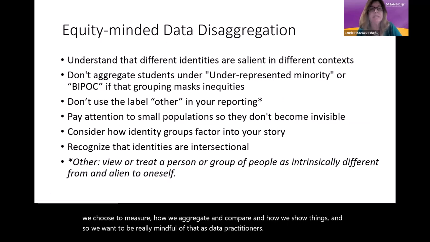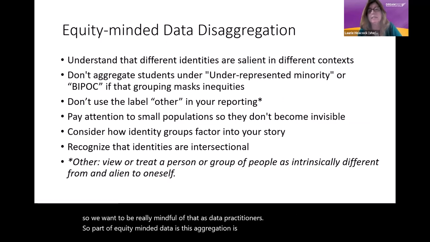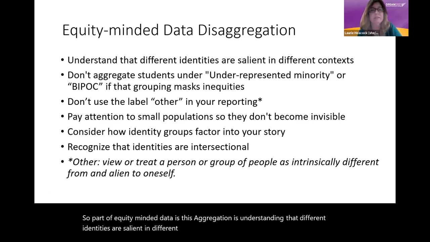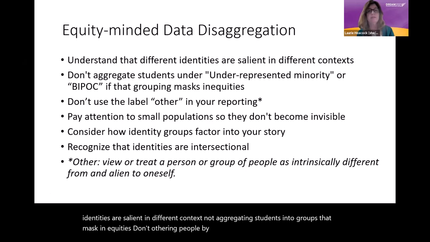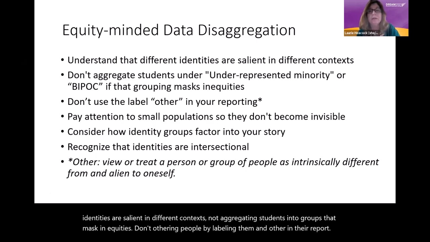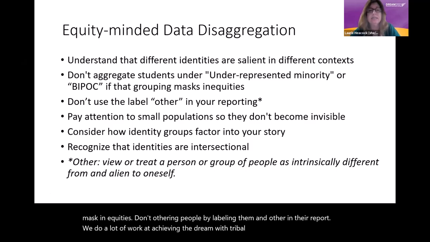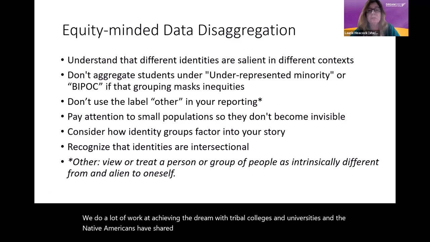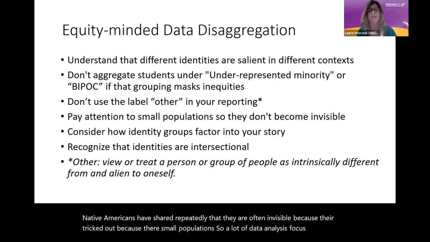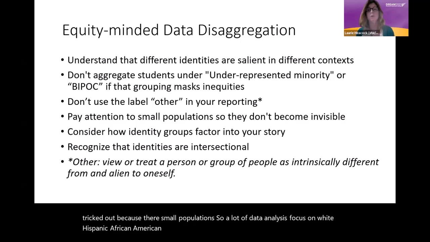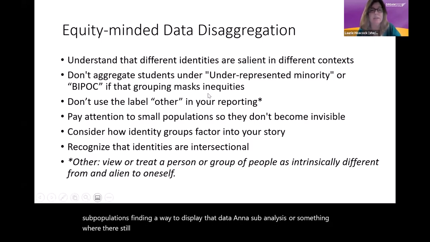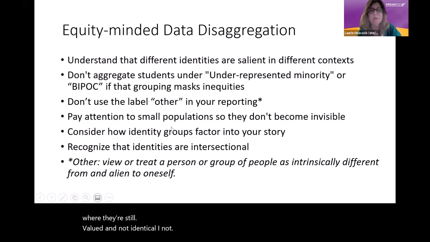Part of equity-minded data disaggregation is understanding that different identities are salient in different contexts, not aggregating students into groups that mask inequities, and not othering people by labeling them in the report. We do a lot of work at Achieving the Dream with tribal colleges and universities, and Native Americans have shared repeatedly that they're often invisible because they're asterisked out as small populations. A lot of data analysis focuses on white, Hispanic, African-American, and Asian students, and they become invisible. So if you do have small subpopulations, find a way to display that data in a sub-analysis or something where they're still valued and not identifiable, not invisible.